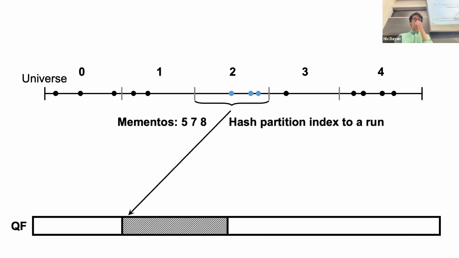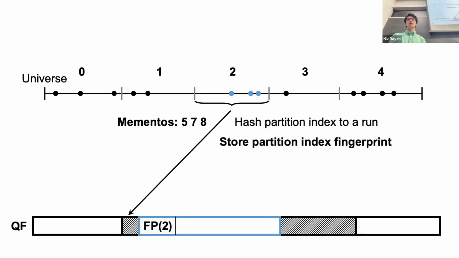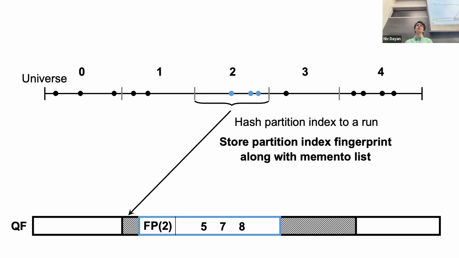Now, what I'm going to do is look at the partition index, which is 2 in this case. I'm going to hash that to go to a run in the quotient filter. Then I'm going to store a fingerprint for that partition index, which in this case is a hash of the value 2. Finally, I'm going to store that list of mementos that I derived at the beginning right after that fingerprint.